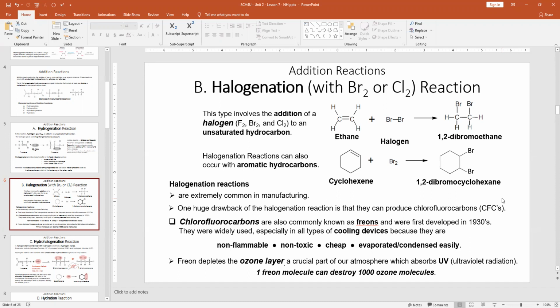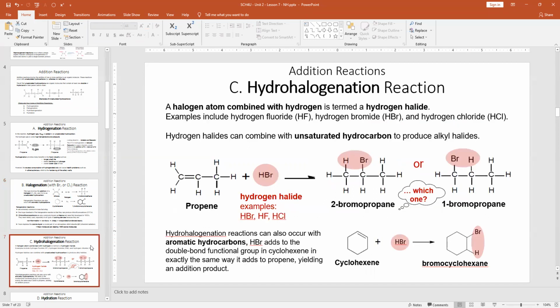However, these freons cause a depletion of the ozone layer, which is a crucial part of our atmosphere that absorbs UV, ultraviolet light. And to the extent that one molecule of freon is able to catalyze the destruction of 1,000 ozone molecules. So very, very destructive to the ozone layer. And so they're not so widely used anymore. There's alternatives.